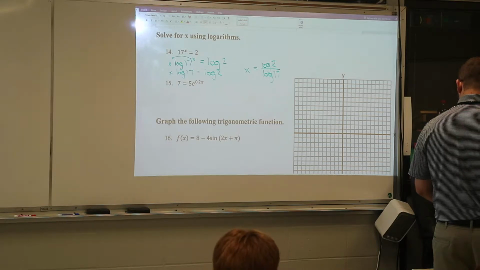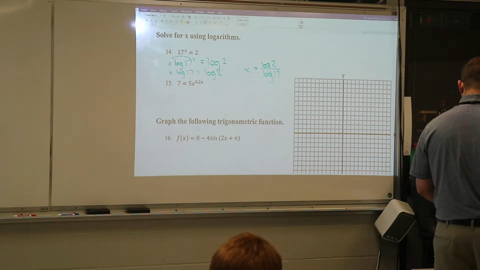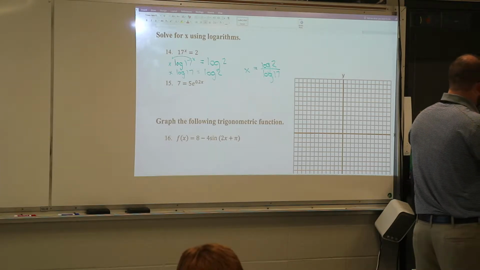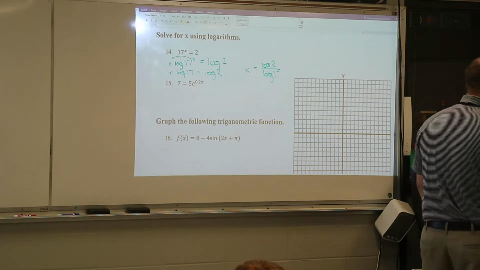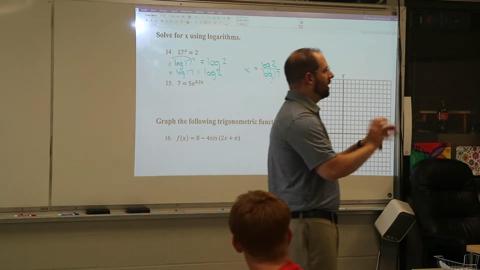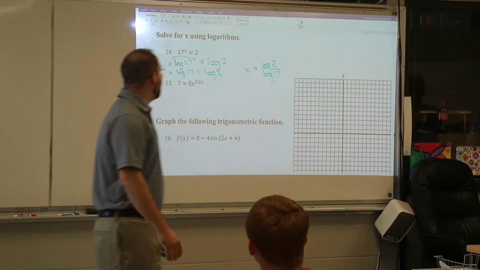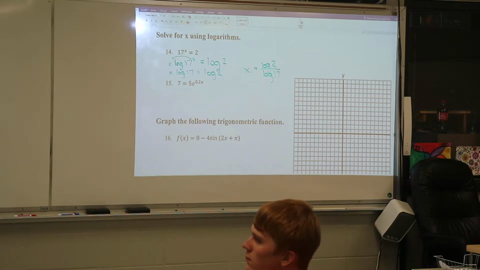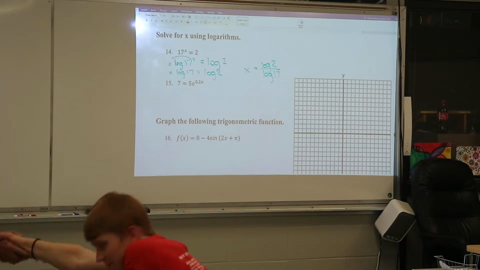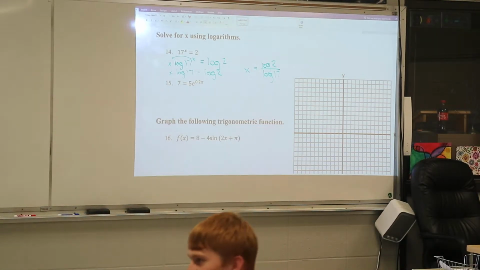So it's 2.2x equals 7, the ln of 7 halves. That's really unfortunate. Okay, 4 or 5 decimal places.